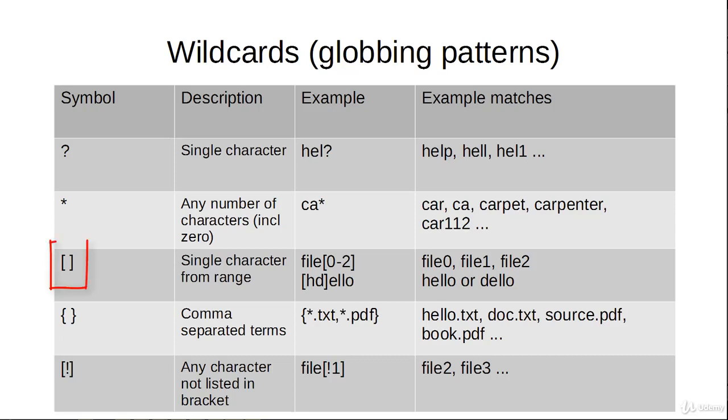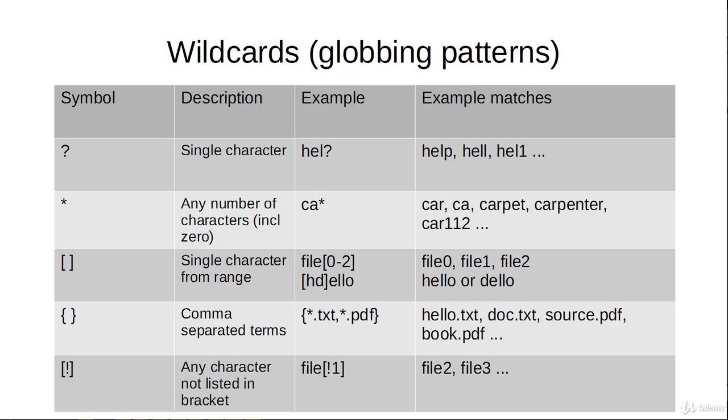Then we have square brackets, which represent a single character from a range. file[0-2] matches file0, file1 and file2. If we don't use a dash between characters in square brackets, then the pattern matches a single character from the possible options. For example, [hd]ello matches hello or dello. So here we are choosing only one symbol from the symbols specified in square brackets.